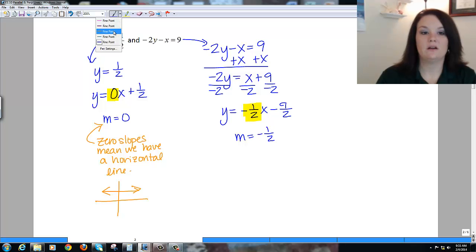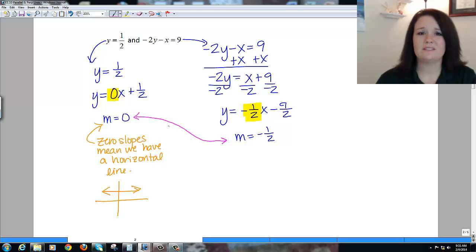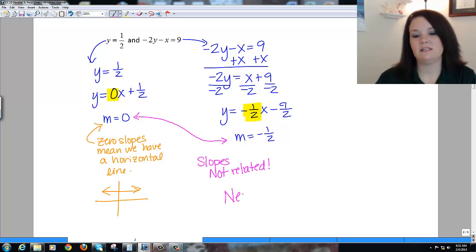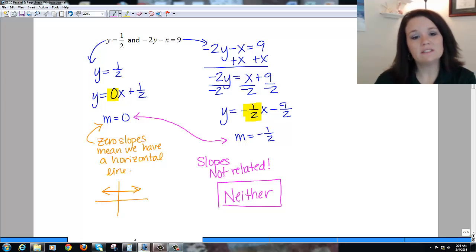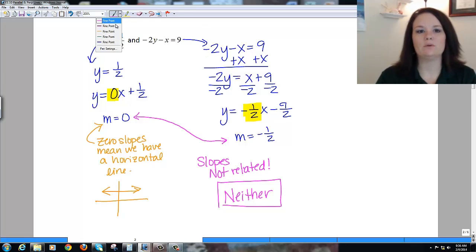So if I compare my 0 slope and my negative 1/2 slope, okay, notice they're not related. Okay, I'm just going to write down here, slopes not related at all. Okay, so that means that these two lines are neither parallel nor perpendicular. Okay, now I do want to go ahead and note, remember we had a horizontal line. So if these two lines were to be horizontal, the second line would also have to only have a number and a y, right? It would have to look like y equals something.